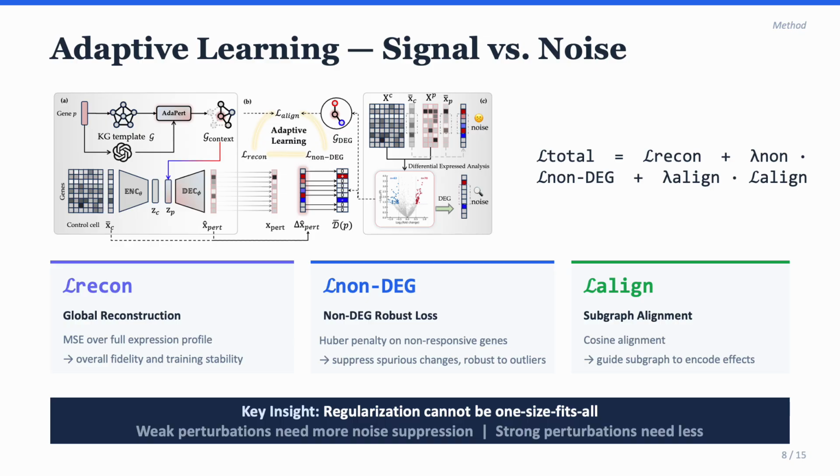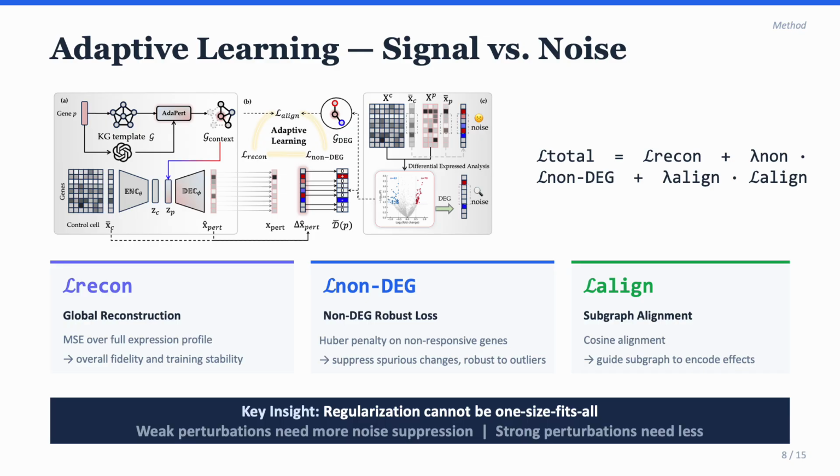And on the training side, we use three losses. The first loss is the standard MSE component, keeping the overall reconstruction stable. The second is a Huber penalty on non-responsive genes, which reduces false changes in the data. And the last one is a cosine alignment loss that guides the subgraph to capture the real perturbation effects.